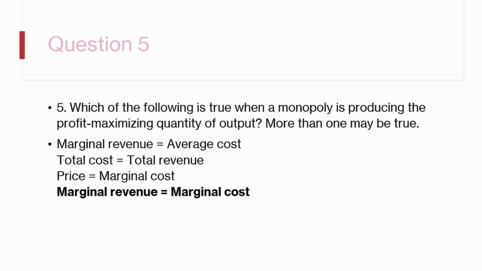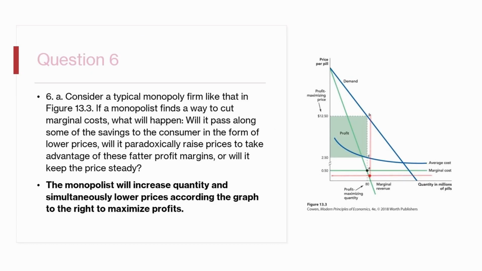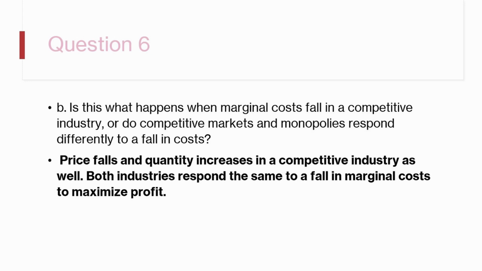On to question 5, we're asked which of the following are true, and the only one that is true for a monopoly is that at maximum profit, marginal revenue is going to equal marginal cost. And now to question 6, we're asked what happens when marginal costs are cut in a monopoly. So we use the graph found in chapter 13 here. When the marginal cost line is lowered, the price the monopoly sets is actually lower so that more quantity can be produced, maximizing profits. And this is also what happens in a competitive industry. When costs of production are cut, the price will go down, but the quantity sold increases to make more profit.